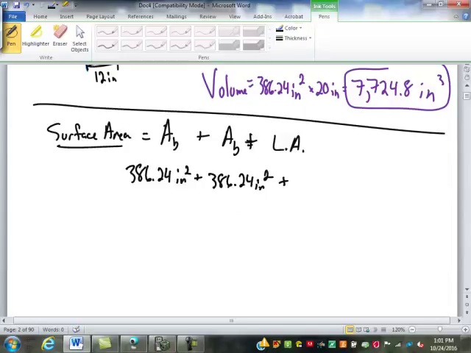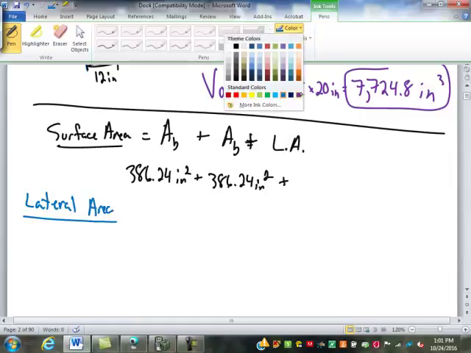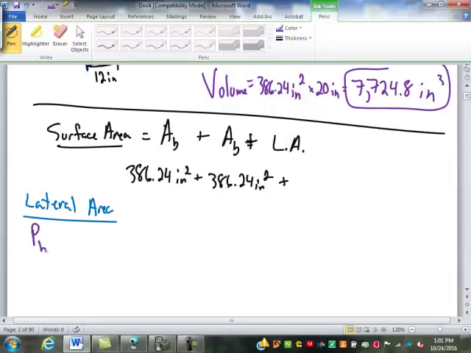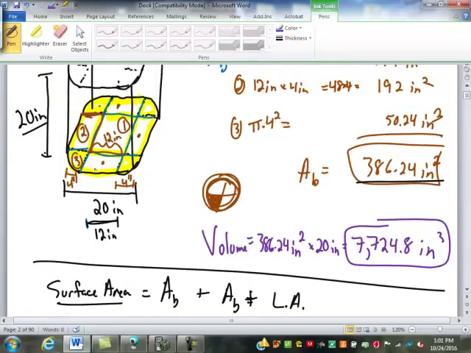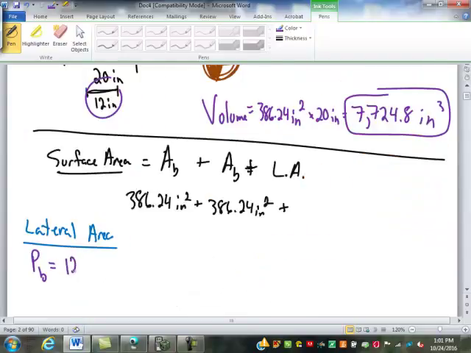So we need to find our lateral area. In the process of finding the lateral area, the first thing we need to find is the perimeter of our base. Now I'm not going to do this all in order. I'm going to do it as pieces. I've got 1, 2, 3, 4 pieces that are each 12. So 12 inches times 4, that's 48 inches there.